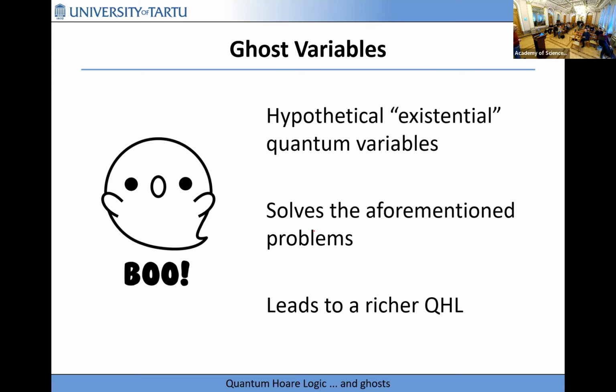So how does that work? It works by introducing something that I call ghost variables. The term ghost variables already exists in programming languages, but it's a somewhat different concept, so it shouldn't be confused. What I'm doing is introducing some hypothetical quantum variables that are not actually in the program, that I just talk about in my predicates.